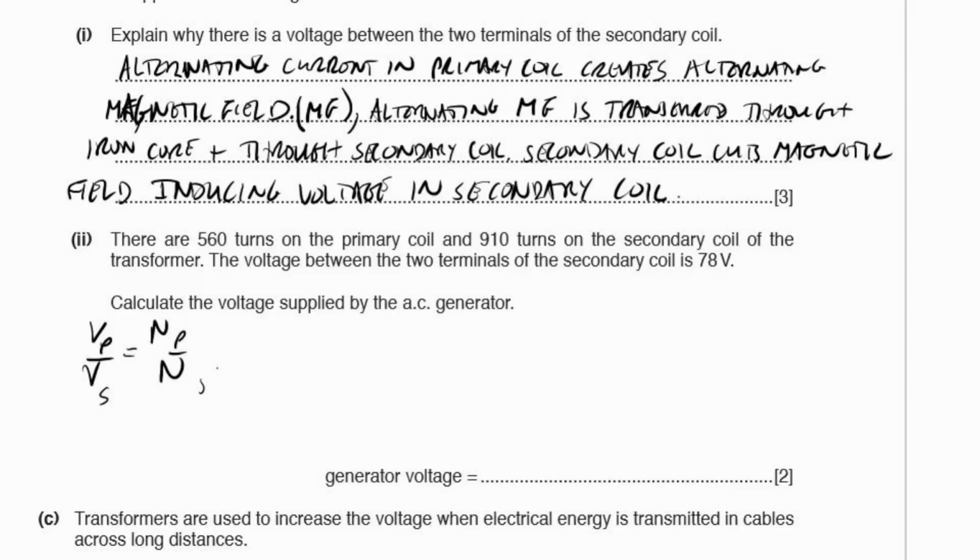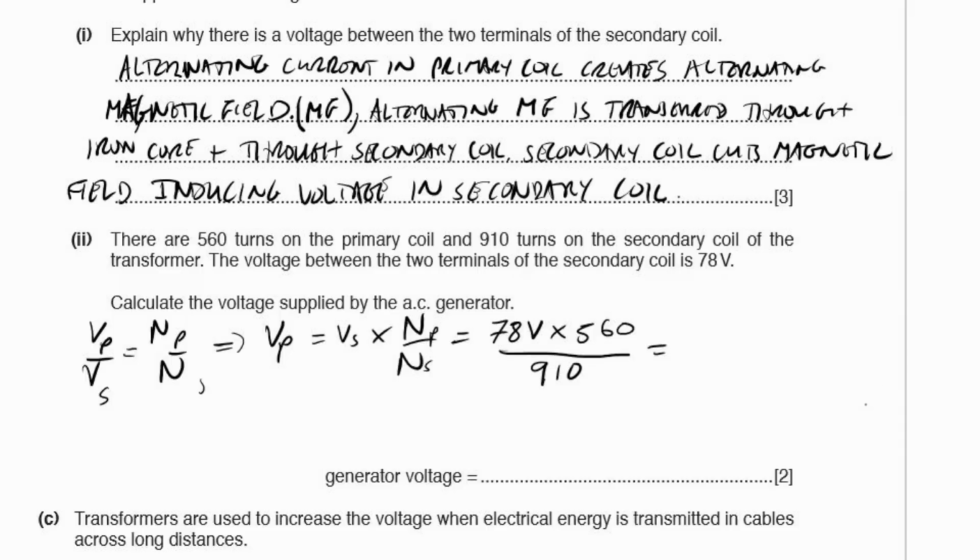Right, the voltage in the primary divided by the voltage in the secondary is equal to the ratio of the number of turns in the primary divided by the number of turns in the secondary. Now we want to find the voltage supplied to the primary coil. So the voltage in the primary coil is equal to the voltage in the secondary coil multiplied by the number of turns in the primary divided by the number of turns on the secondary coil. Okay, so that gives us 78 volts multiplied by 560 turns, divided by 910 turns. And that gives us the voltage supplied at the primary, which is 48 volts.